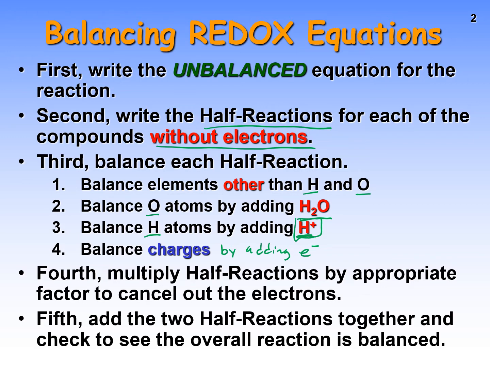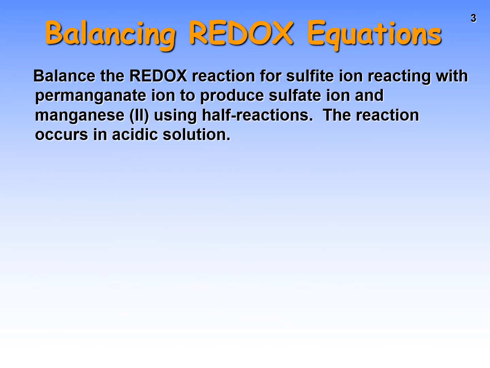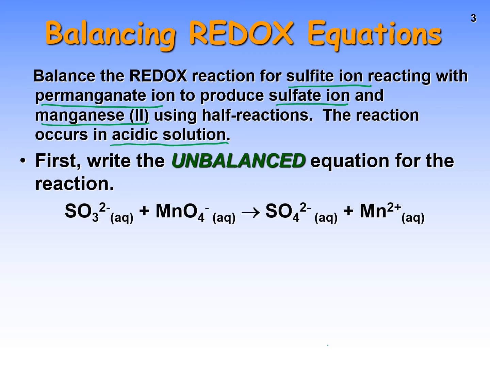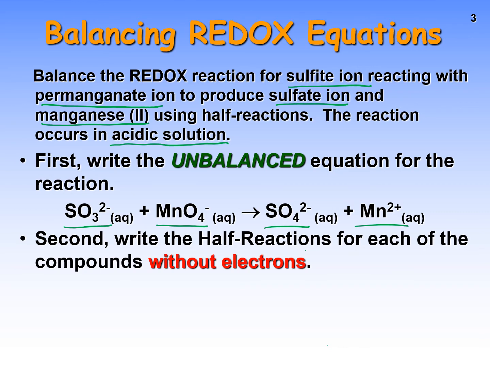Let's do an example problem, and I'll walk you through each step again on later slides. So we're going to react sulfite ion with permanganate ion to produce sulfate ion and Mn2+, manganese 2 ion, using half reactions. This reaction occurs in acidic solution, so it's the way we just learned how to do. The first step, write out the unbalanced equation from the wording there, which is sulfite plus permanganate goes to sulfate plus Mn2+. After this, we need to split everything up into half reactions.